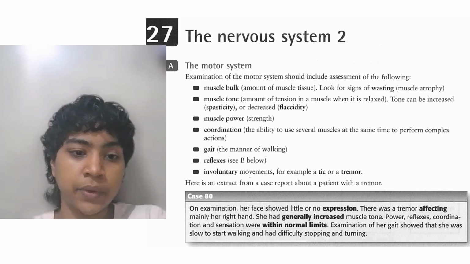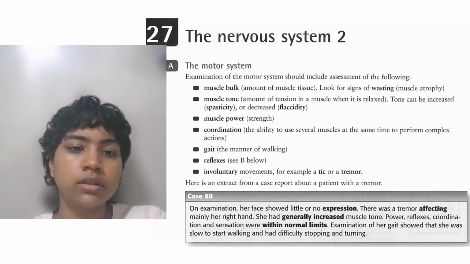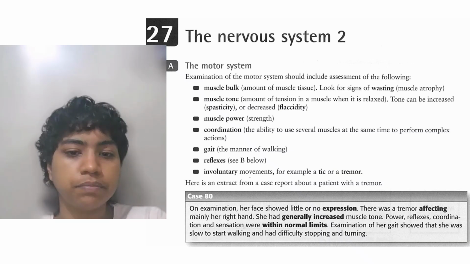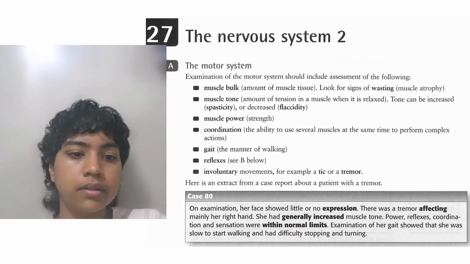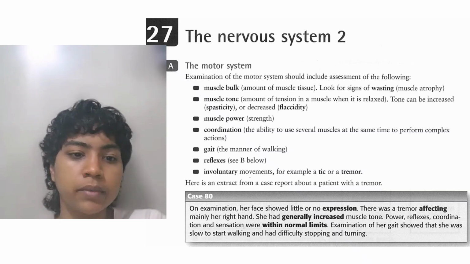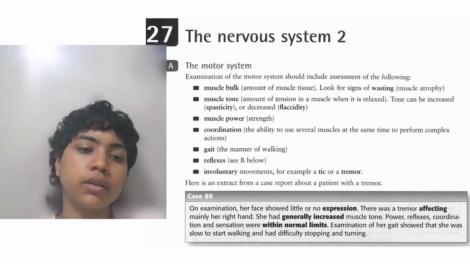Muscle power, strength. Coordination, the ability to use several muscles at the same time to perform complex actions. Gait, the manner of walking. Reflexes. See below. Involuntary movements, for example, a tic or a tremor.